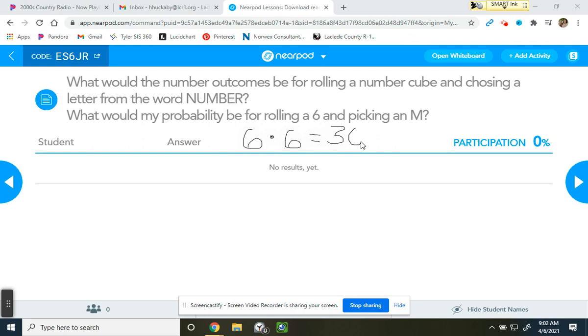So that would be 36 different outcomes that I could have. So then it asks, what is my probability of rolling a 6 and picking an M? Well, there's only going to be one time that happens, so my probability would be 1 out of 36.